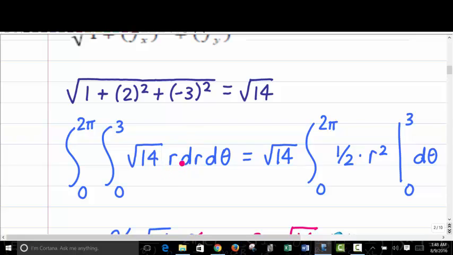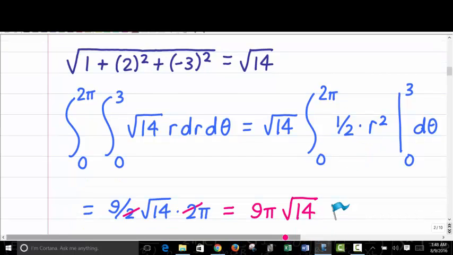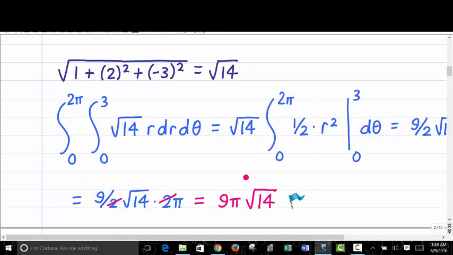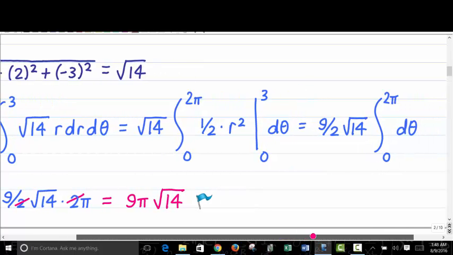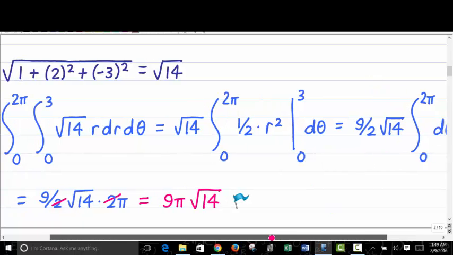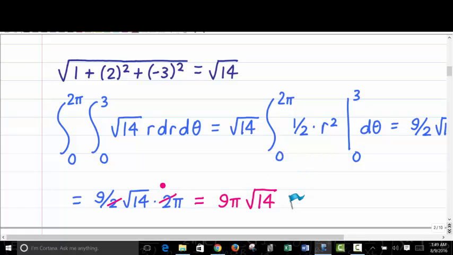So you're just integrating r dr, which is 1/2 r squared. I'm going to put 3 in there. And that's going to give me 9/2 square root of 14. And then the integral of d theta from 0 to 2 pi. So that's just going to be theta, which will put in 2 pi minus 0, which is 2 pi. The 2s cancel. So your exact answer for that area is 9 pi square root of 14.